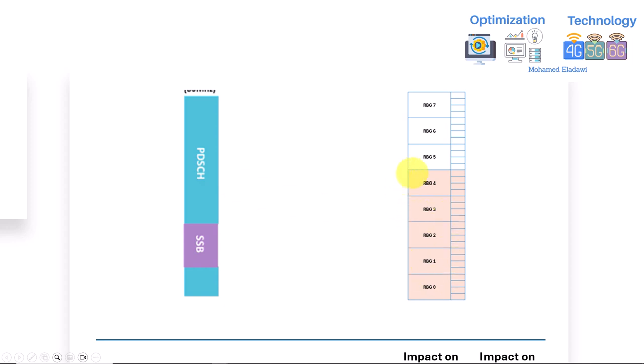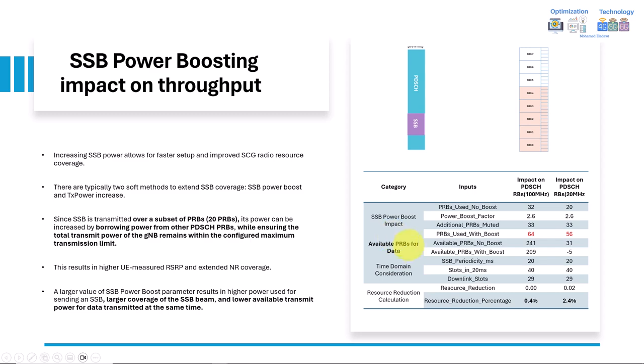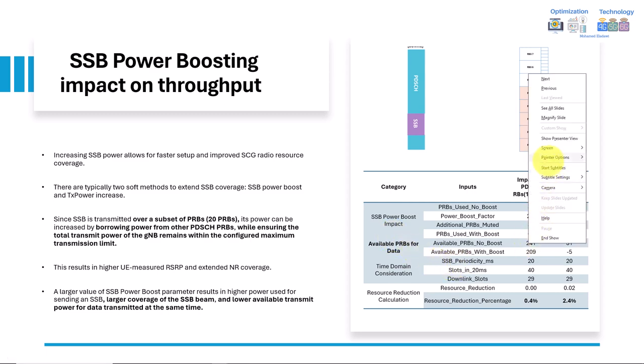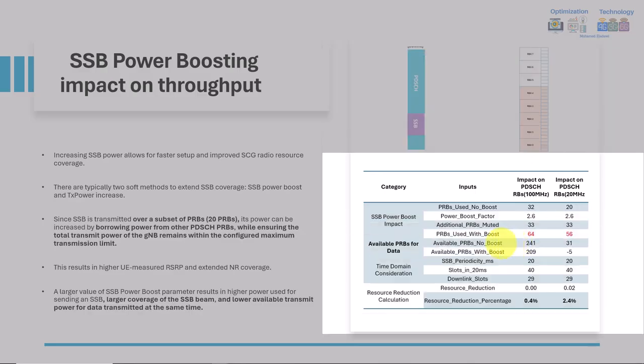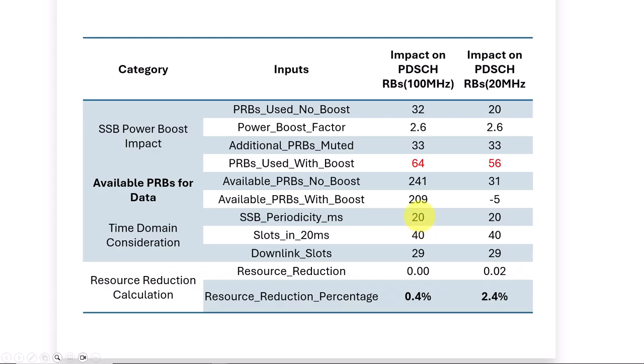For example, here I'm assuming that from RBG0 to RBG4, this is the SSP block, and you would like to increase the power by 3 dB. In this case, you might mute the other resource blocks, 20, 15, this needs a calculation. You will mute all of them to borrow their power, so those will not be used anymore because the power is transferred from here to here. That's why it has an impact on the PDSCH throughput, or the throughput in general. And here I give an example of the calculation. I will also show it in the Excel sheet.